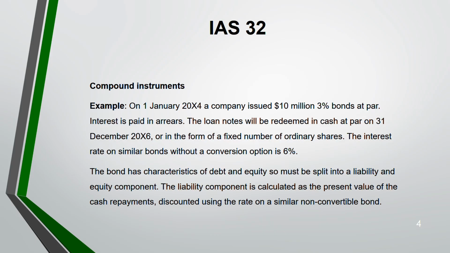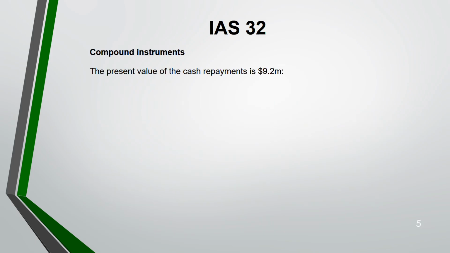So you will split it into debt and equity. First, let's find out the present value of the cash repayment discounted using the interest rate given for a similar bond without the conversion, which is 6% in this case. So this is how it will go. Okay, forget about the present value. Let's see how we got the present value 9.2.